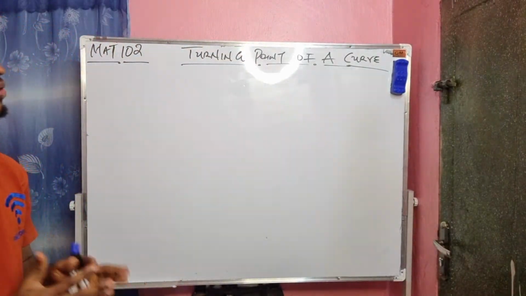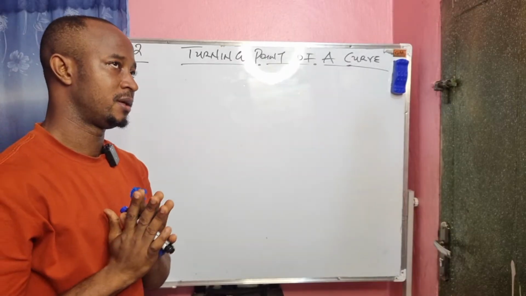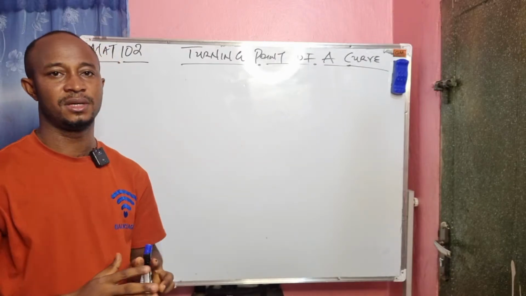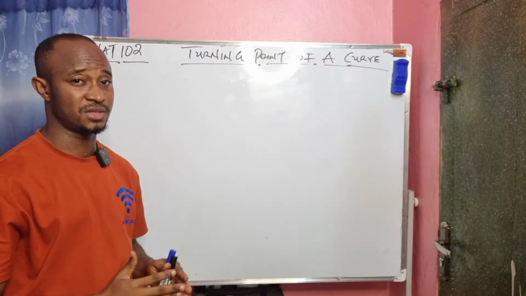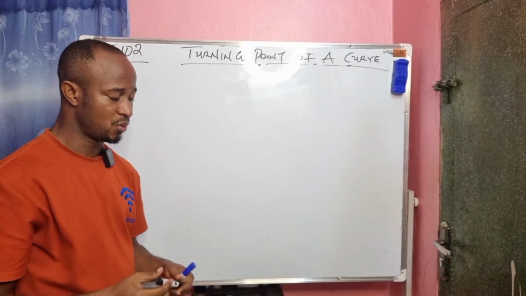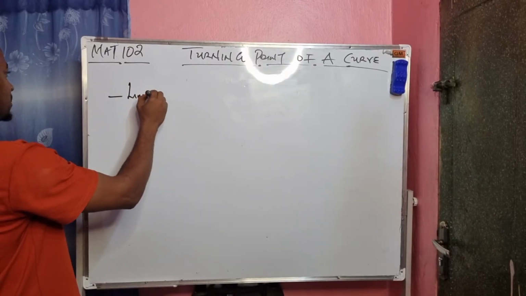All right, so let's look at the word turning point of a curve. In mathematics, we have different kinds of curve. Okay, depending on the kind of functions. We have different functions that have their various curves, right? We have what we call the linear function. I hope you're aware. The linear function.